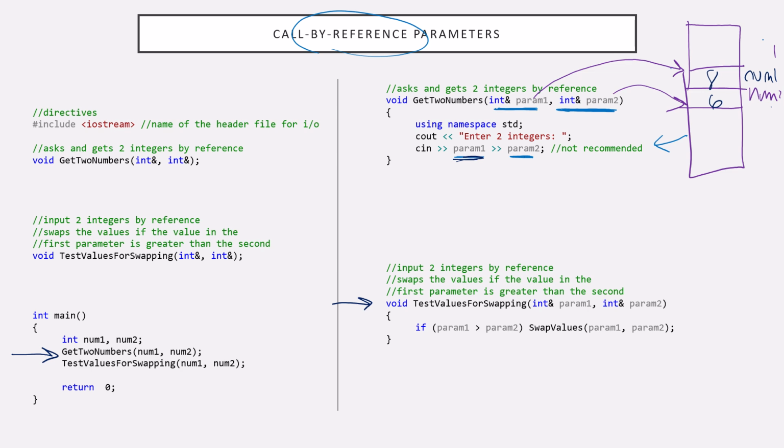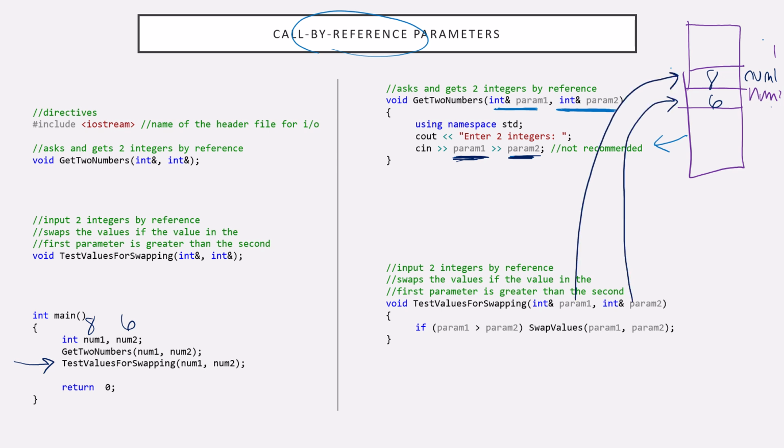Again, we're going to pass. So if num1 has the value 8 and num2 has the value 6, we got them because param1 got the 8, param2 got the 6. Now we're done with this function, and now we're moving on to the next function. The next function, param1 is going to be at the same address. I'll take these arrows off here. Param1 is going to go to that address. Param2 is going to go to that address.